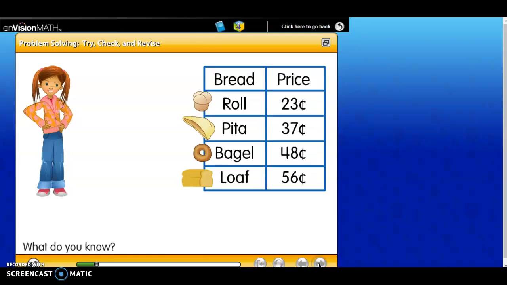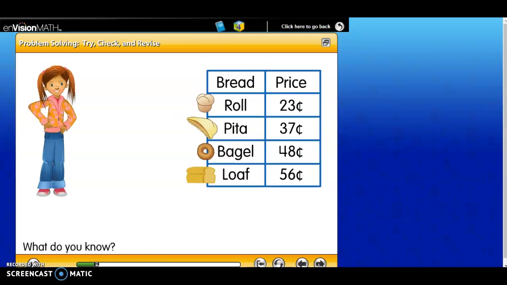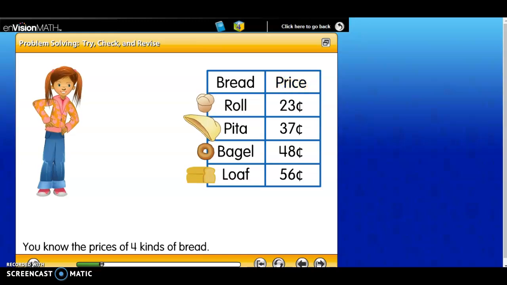Add. What do you know? We know she bought 2 breads for 93 cents. We know the prices of 4 kinds of bread. A roll costs 23 cents. A pita costs 37 cents. A bagel costs 48 cents. And a loaf costs 56 cents.